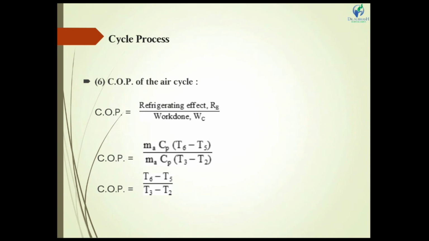The performance of the cycle is represented by the COP. The COP of the refrigeration air cycle is the refrigeration effect, RE, divided by the work done on the compressor. That is m·Cp·ΔT divided by m·Cp·ΔT, where Cp is the specific heat at constant pressure. T6 minus T5 represents the refrigeration effect, and the work done is represented by T3 minus T2. The final equation for the COP is (T6 minus T5) divided by (T3 minus T2).